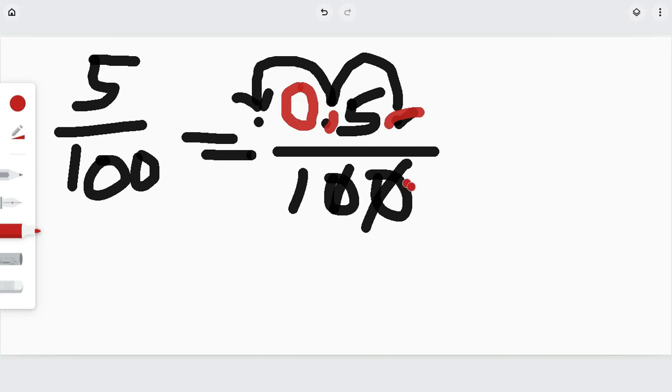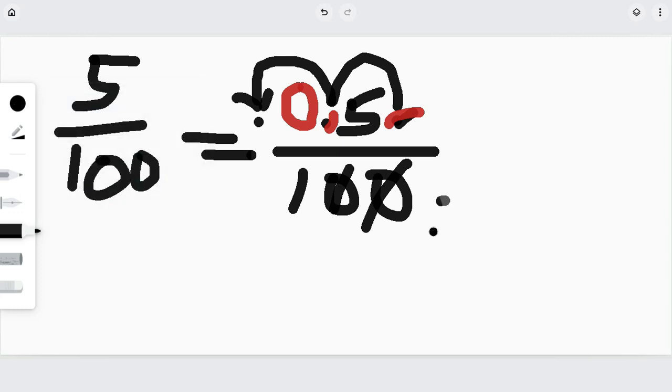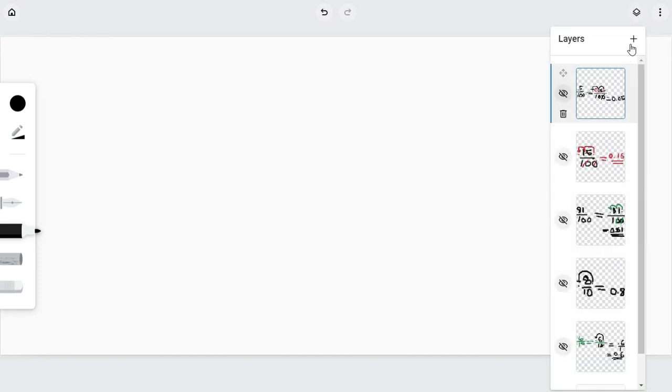So the answer will now be 0.05. So the answer will be 0.05. Now let me work with another example here.